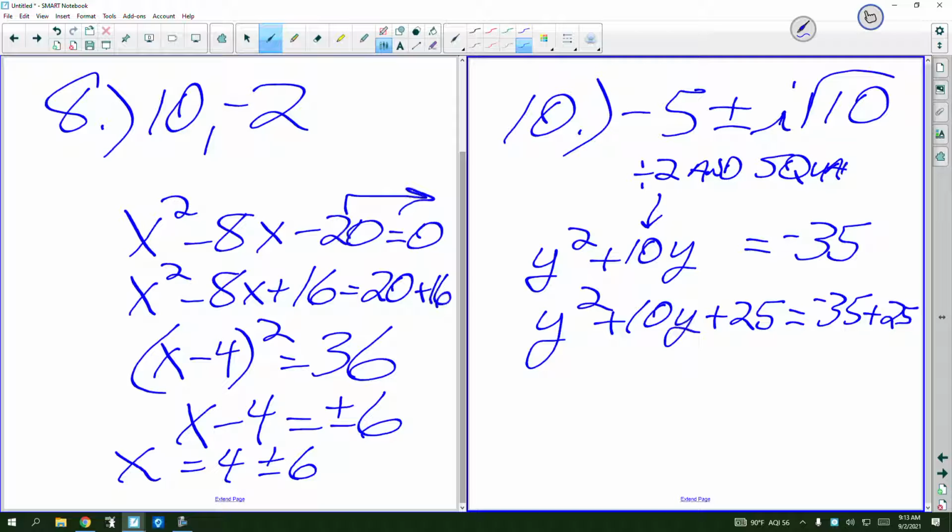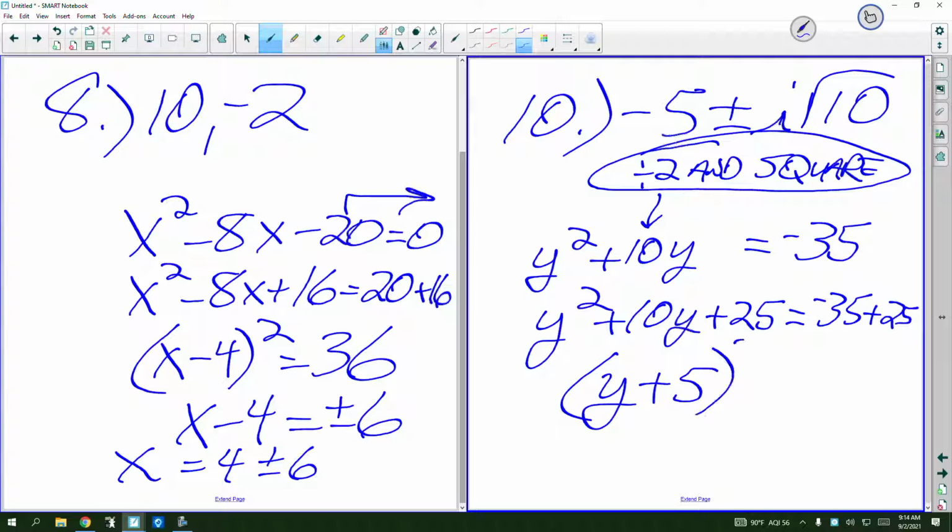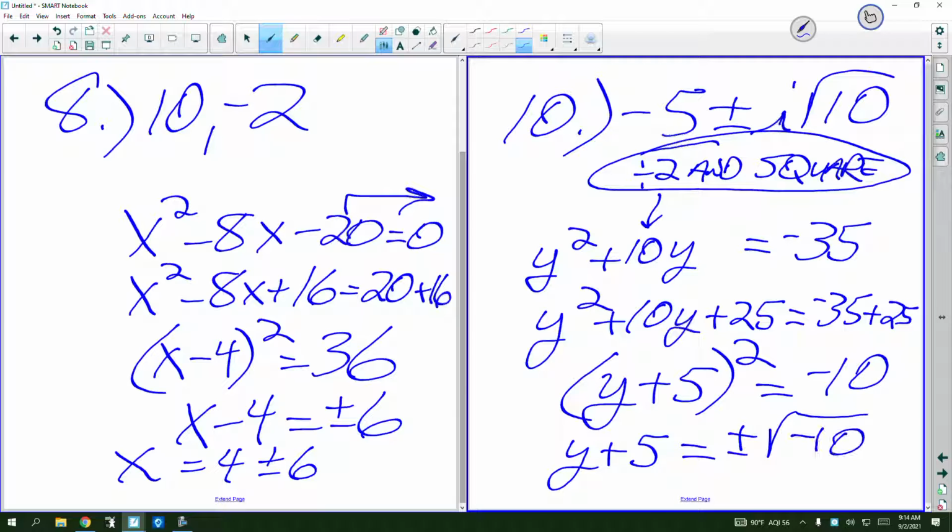Should have checked your work. You're right. Apparently I don't know that negative 35 plus 25 is negative 10. Okay, so then that's what it looked like before. I would move the 5 over. That's how it became negative 5.